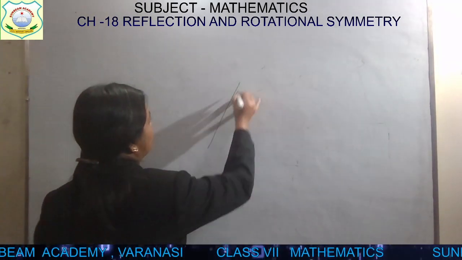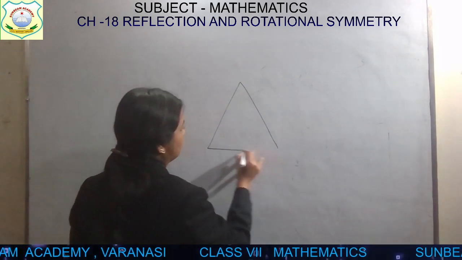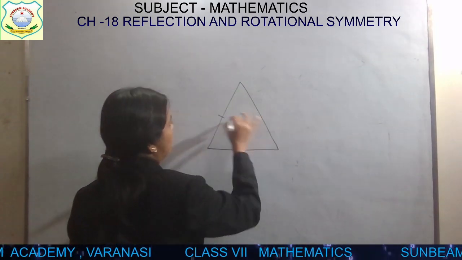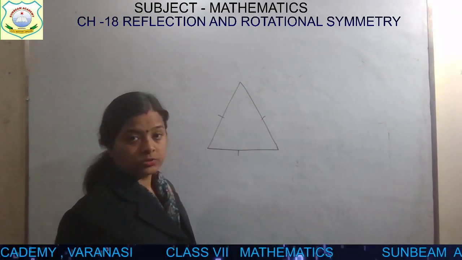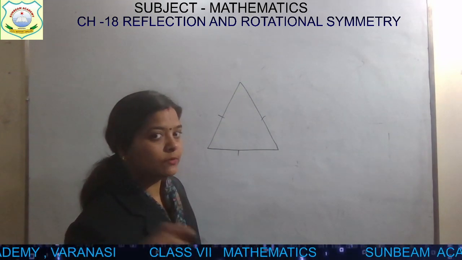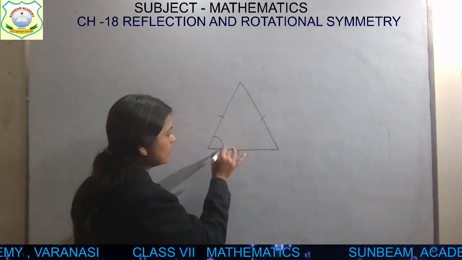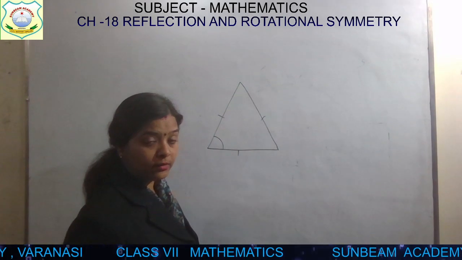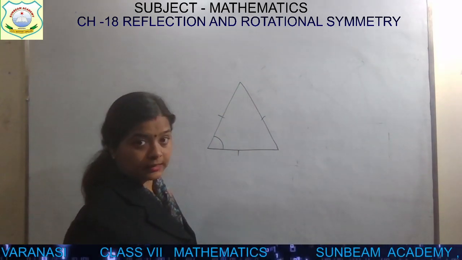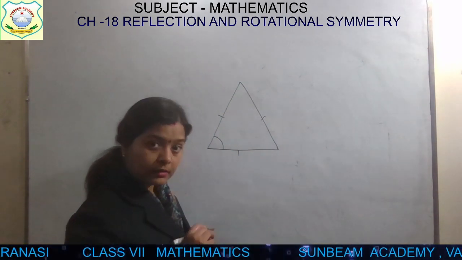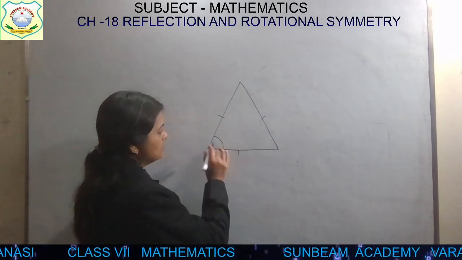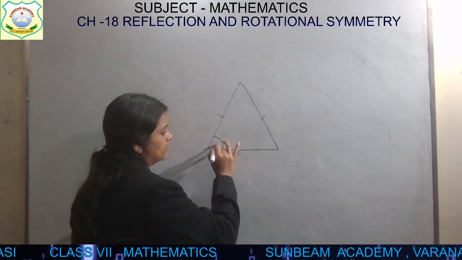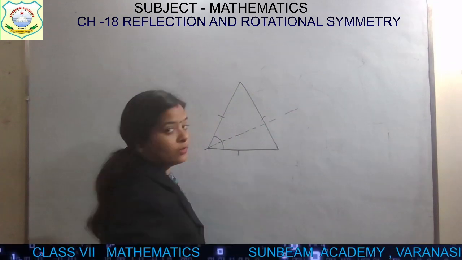If you have an equilateral triangle, it means all sides are equal. So how many lines of symmetry? So the line of symmetry will be from its angle bisector. The line which divides its angle, the angle bisector, makes your symmetry, okay. So its angle bisector, this one will be the line of symmetry for this.